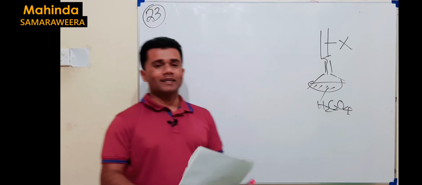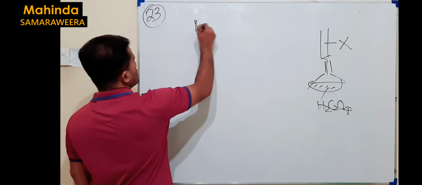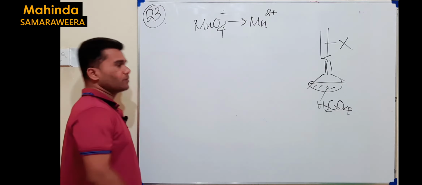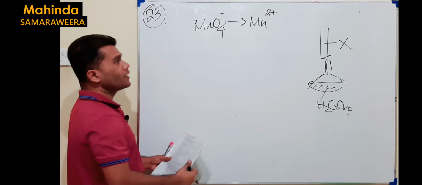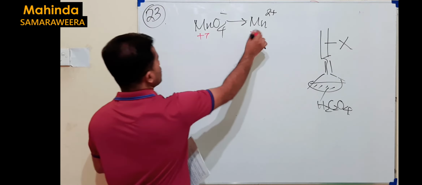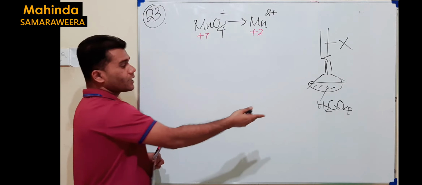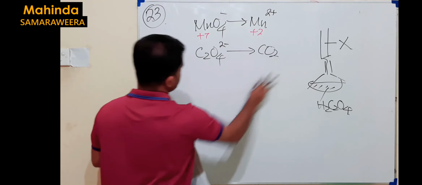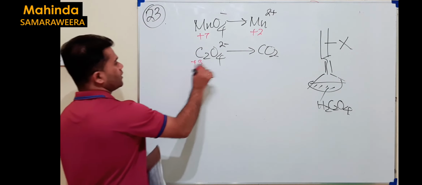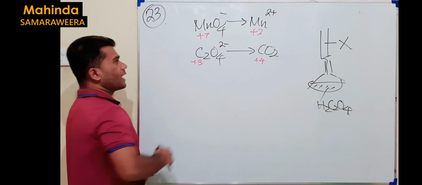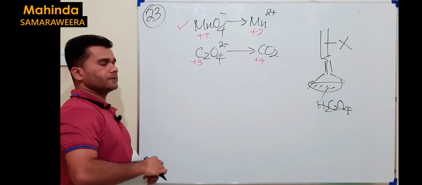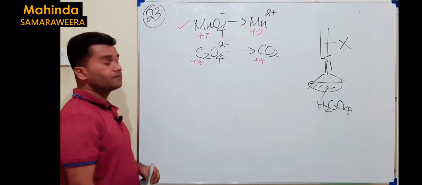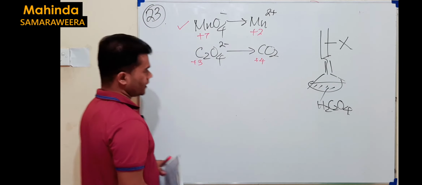First one, potassium permanganate. Can it? Potassium permanganate can reduce easily to Mn2 plus in acidic medium. In basic medium, MnO2. It reduces anyway. You can see plus 7 goes to plus 2. Can oxalic acid oxidize? Of course, in oxalic we get C2O4 2 minus, which oxidizes to carbon dioxide, carbon plus 3 to plus 4. Then can permanganate react with oxalic? Yes, it's possible. Sodium hydroxide, is it possible? Can X be sodium hydroxide?